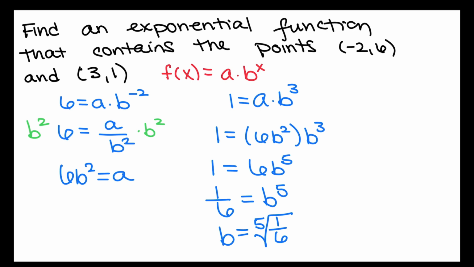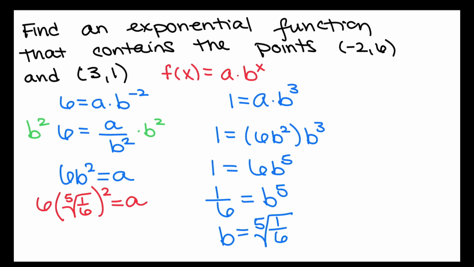Okay, so we're halfway there. We know what the b is. To figure out what the a is, I'm going to take this value, fifth root of 1/6. I'm going to plug it in for b in my equation that solved for a. So if a is 6b squared, that means a is 6 times fifth root of 1/6 squared.